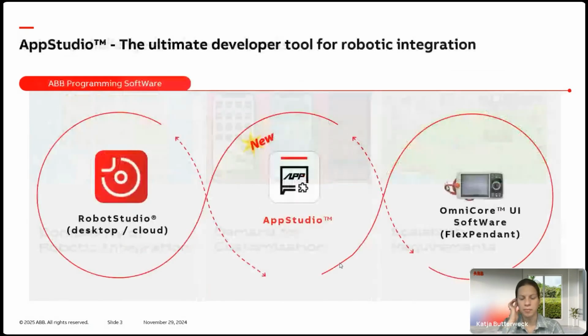The AppStudio is a new program released from ABB at the beginning of this year, and it's basically in the middle between RobotStudio and the FlexPendant software. In RobotStudio, you have the virtual environment where you can simulate the robot, so basically the virtual robot. AppStudio can connect to this on one side, but on the other side, AppStudio can also connect to the real robot and, as I said, create the user interfaces on the FlexPendant.